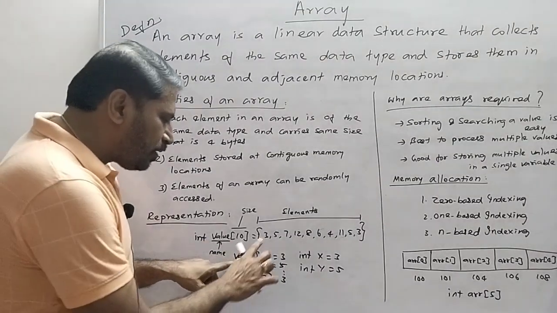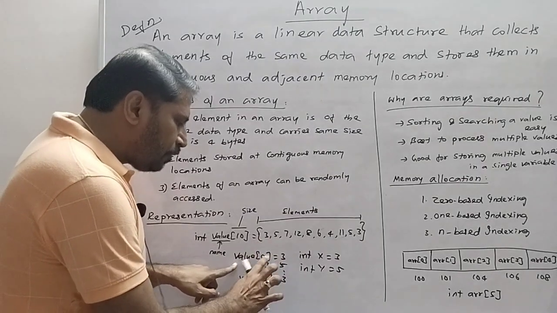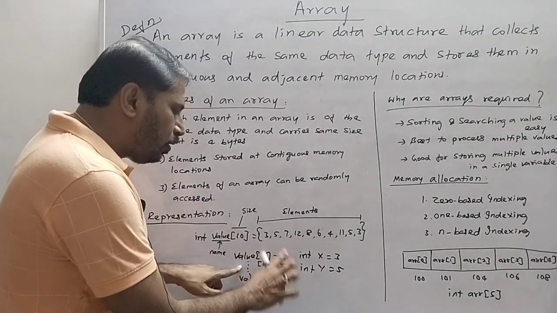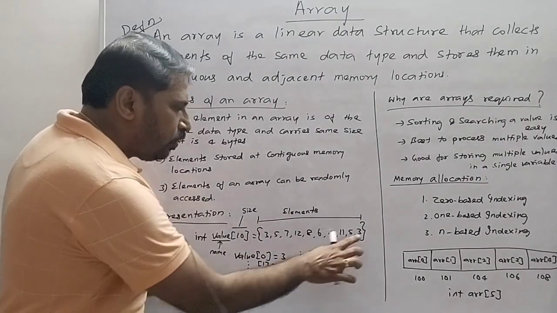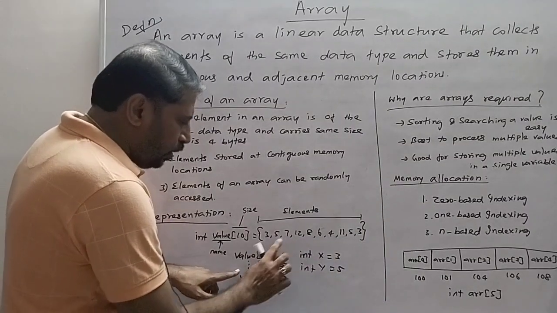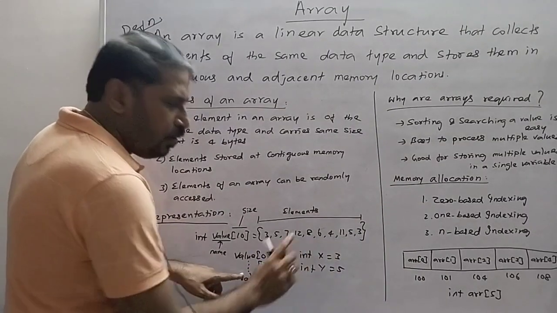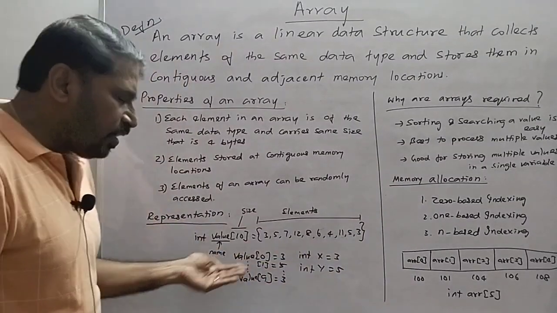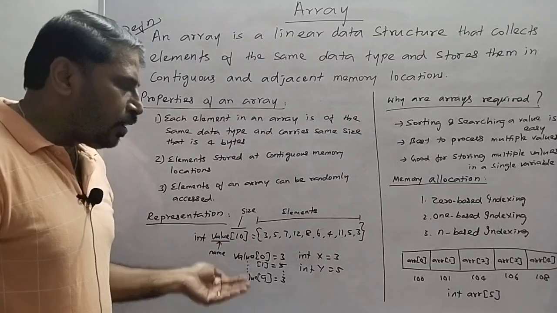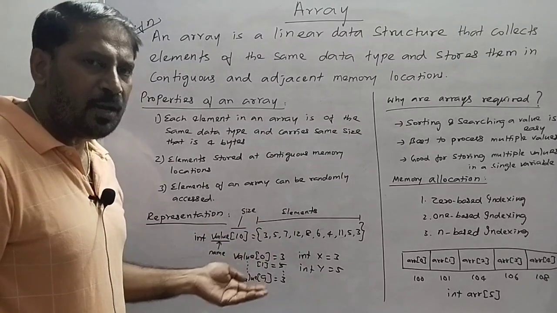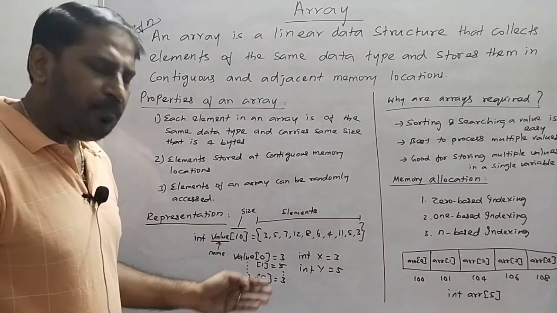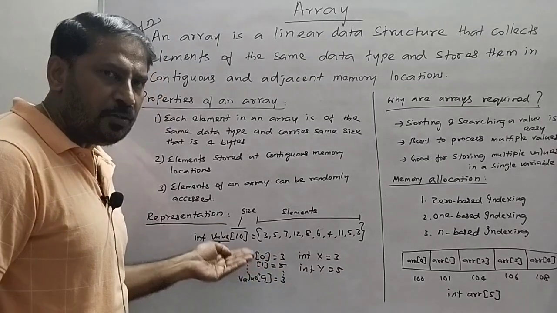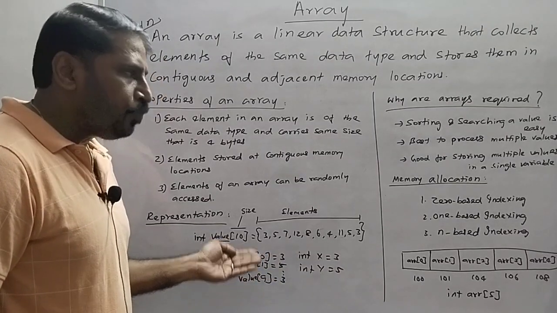So, how can we represent each and every number? value[0] = 3, value[1] = 5, value[9] = 3. So, value[2] = 7, value[3] = 12. In this way, within a single variable we are able to handle 10 numbers. So, that is the important point of an array.